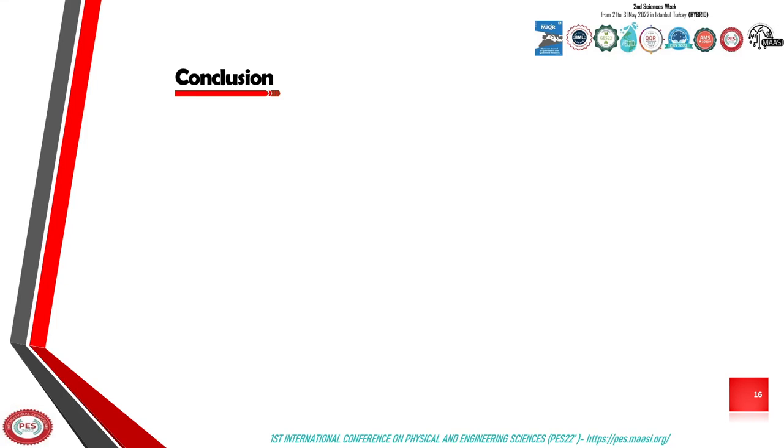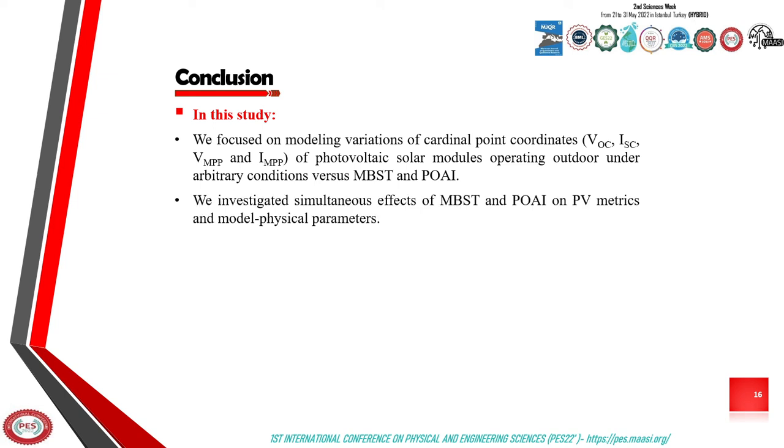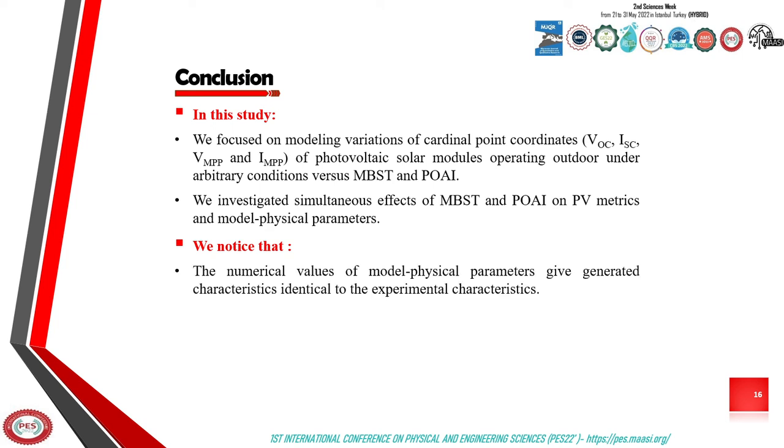I'd like now to end with a summary of the main points. In this study, we focused on modeling variation of cardinal points of photovoltaic solar modules operating outdoor under arbitrary conditions versus MBS temperature and POAI irradiance. We investigated simultaneous effects of MBS temperature and POAI irradiance on PV metrics and model physical parameters. We noticed that the numerical values of model physical parameters gave generated characteristics identical to experimental characteristics.